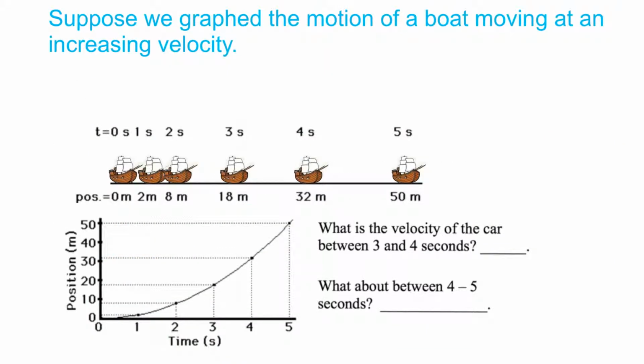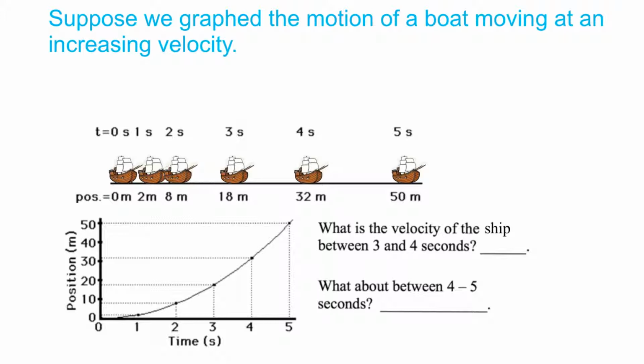Alright, let's suppose that we graph the motion of a boat that is moving at an increasing velocity. Notice that the ship starts at 0, and then in 1 second it travels 2 meters. In another second it travels 6 meters. Another second it's traveled 10 meters. So we can definitely see that this ship is speeding up.